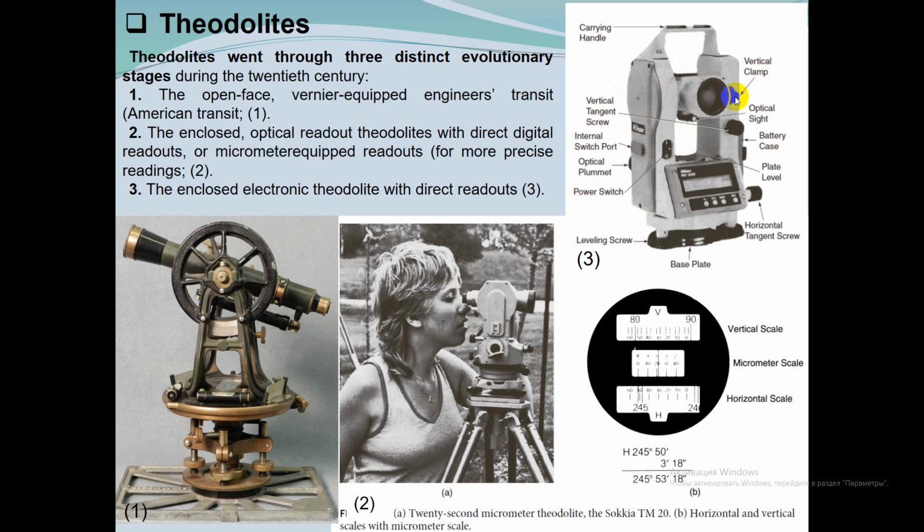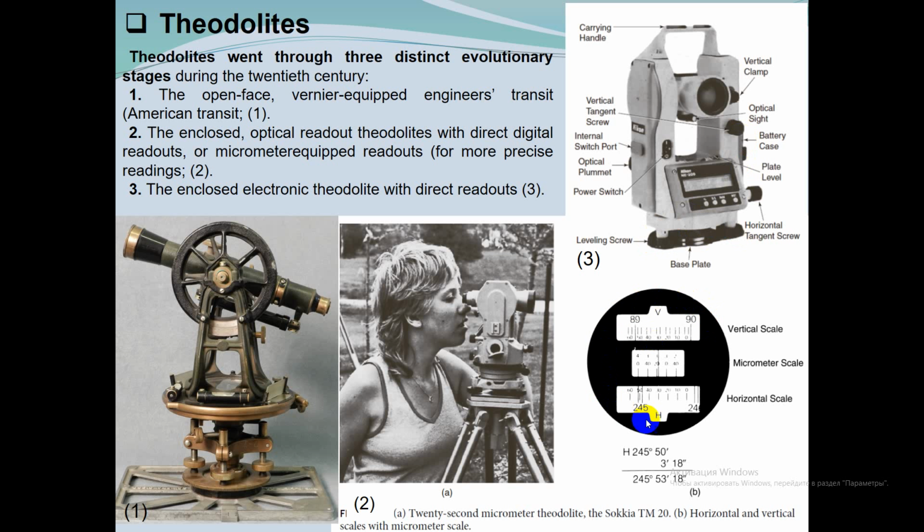So this is a vertical clamp of the theodolite. Vertical tangent screw, optical sight, internal switch port, optical plummet, power switch, horizontal tangent screw, plate level, and battery case. And of course, a leveling screw.